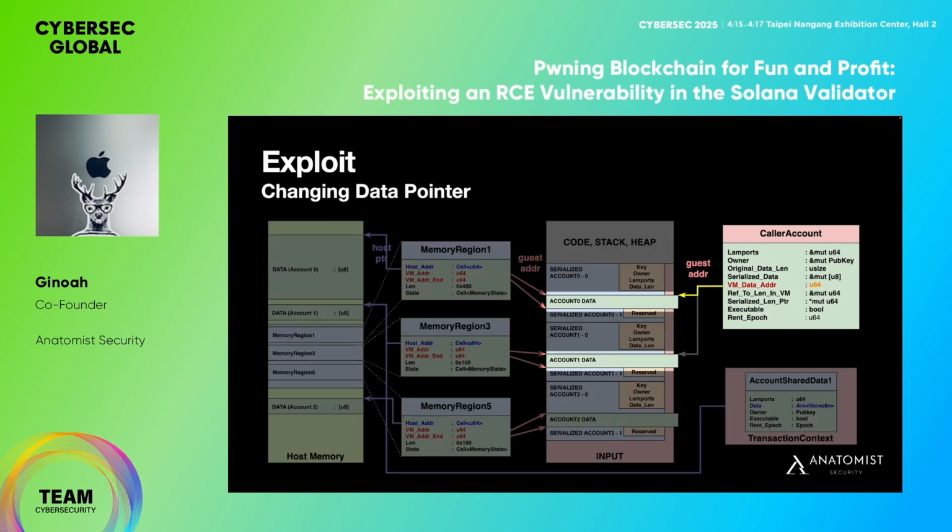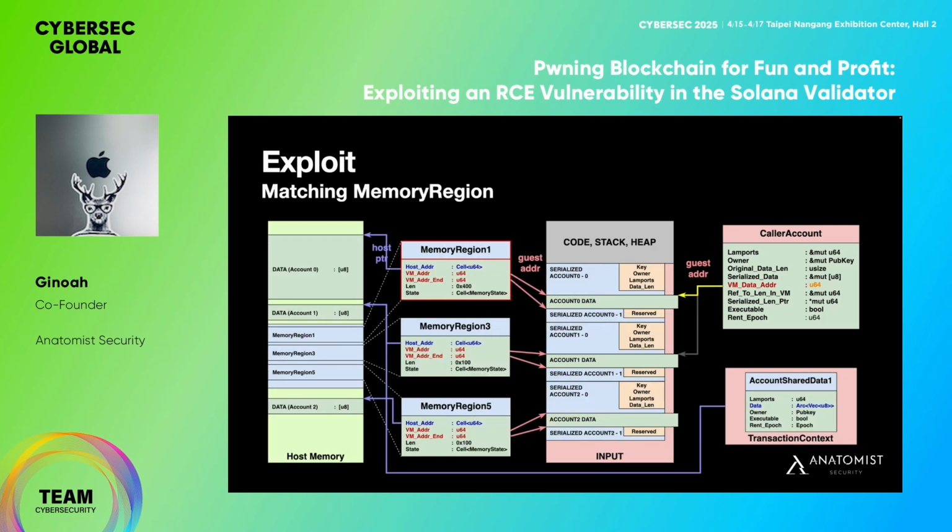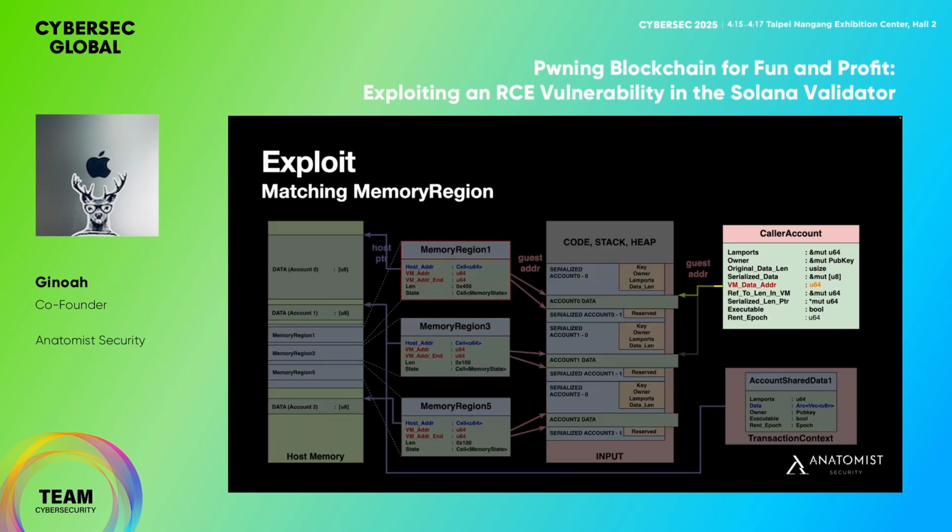Then initiate a CPI call that includes only account 1. This will construct a caller account for account 1, but its VM data address will point to the data buffer of account 0. In the calling program, we return without doing anything.